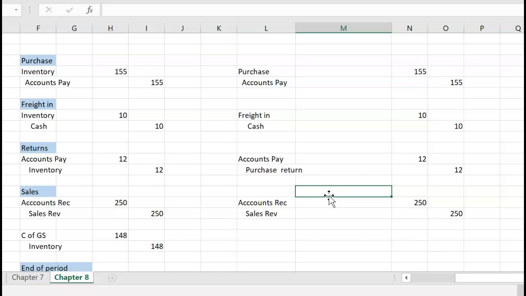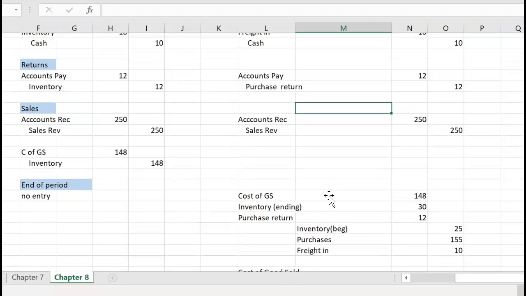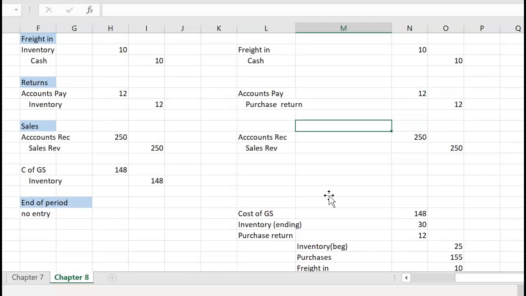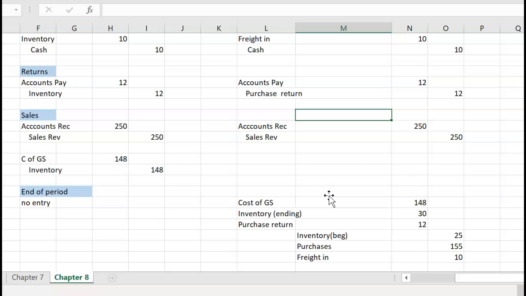Now, just to repeat, purchase returns is increased with a credit and used to calculate the cost of goods sold. Now for the sale, we don't keep a running total of the cost of goods sold. So under the periodic system, we actually have to debit the accounts receivable and credit sales revenue for $250,000. Now, there is an end of the period journal entry. My suggestion to you will be to debit the ending inventory for $30,000 and credit the beginning inventory for $25,000.